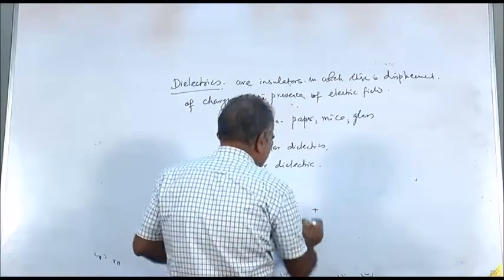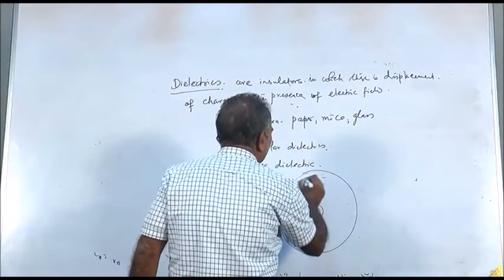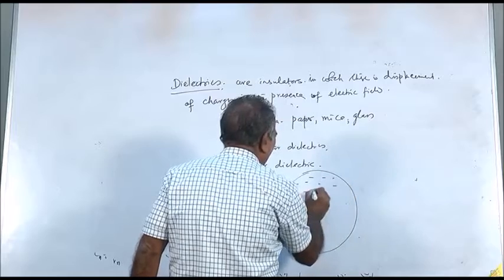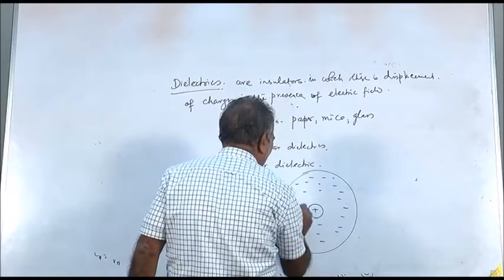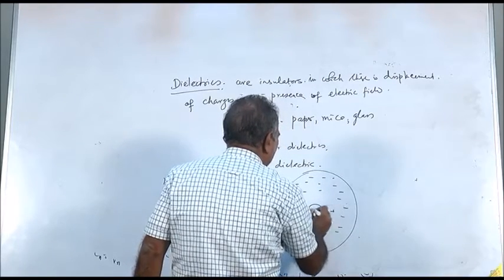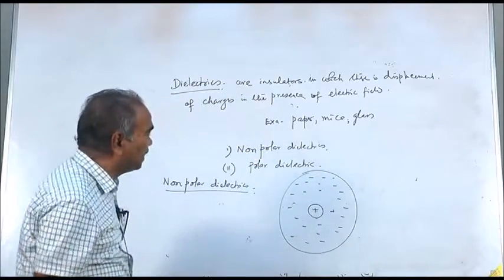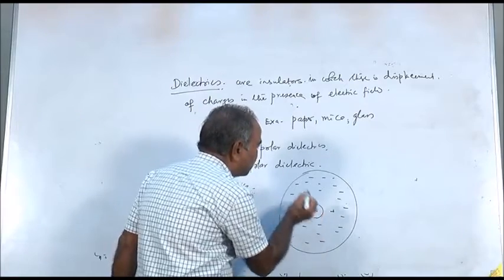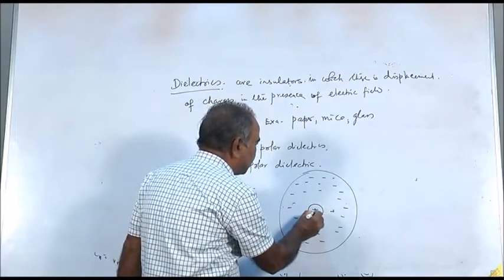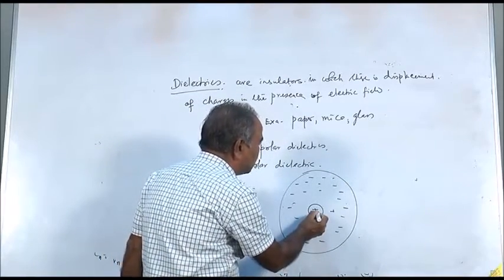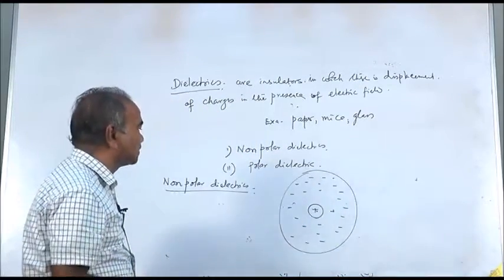In non-polar dielectrics, positive charge and negative charges are distributed equally. This is the center of the positive charge, and the center of all these negative charges, which are distributed uniformly, also points here. That means they coincide. So, there is no separation between the positive charge and negative charges.